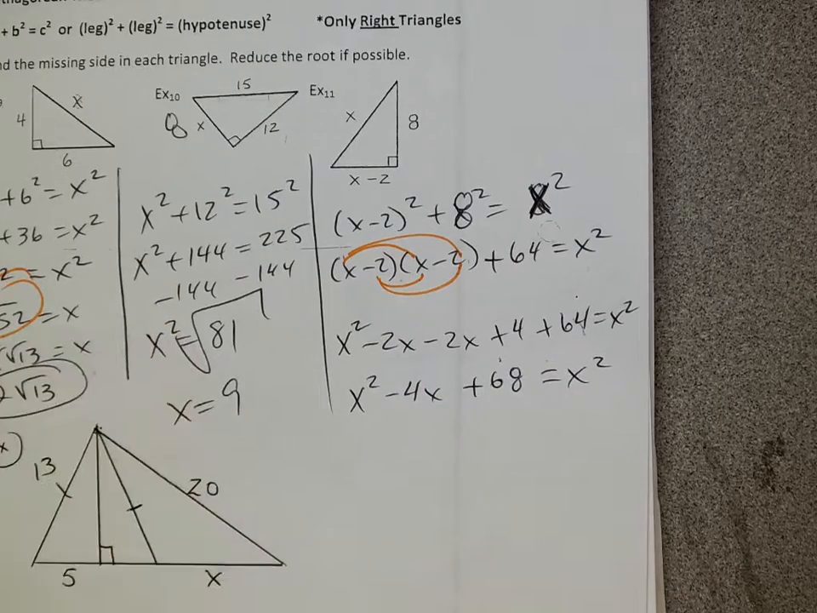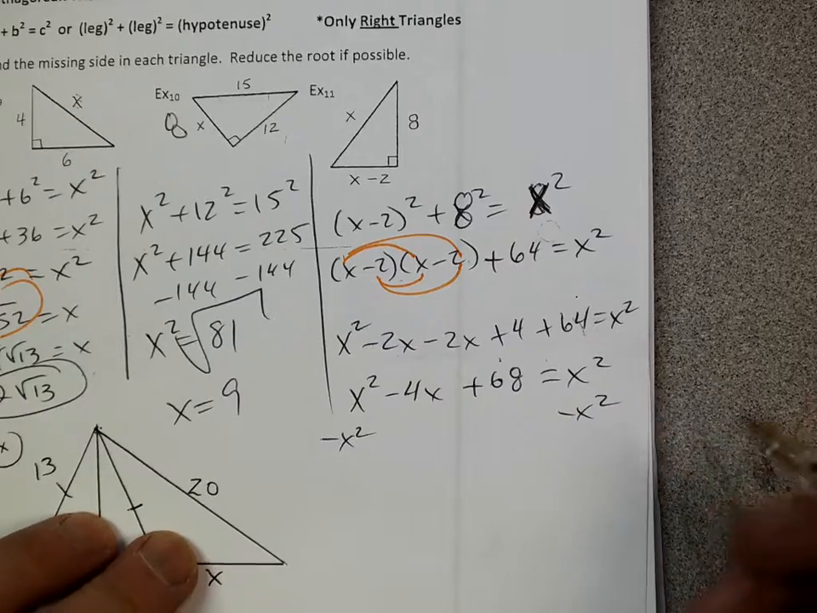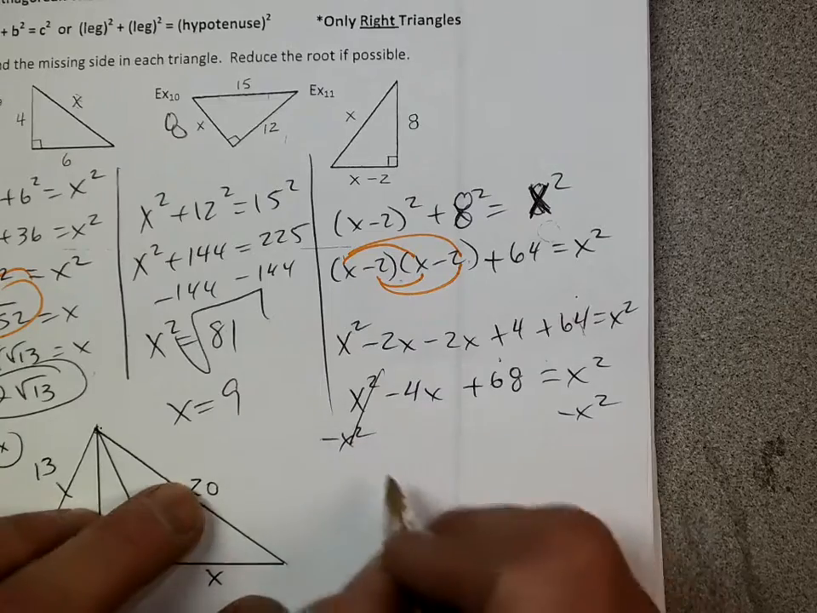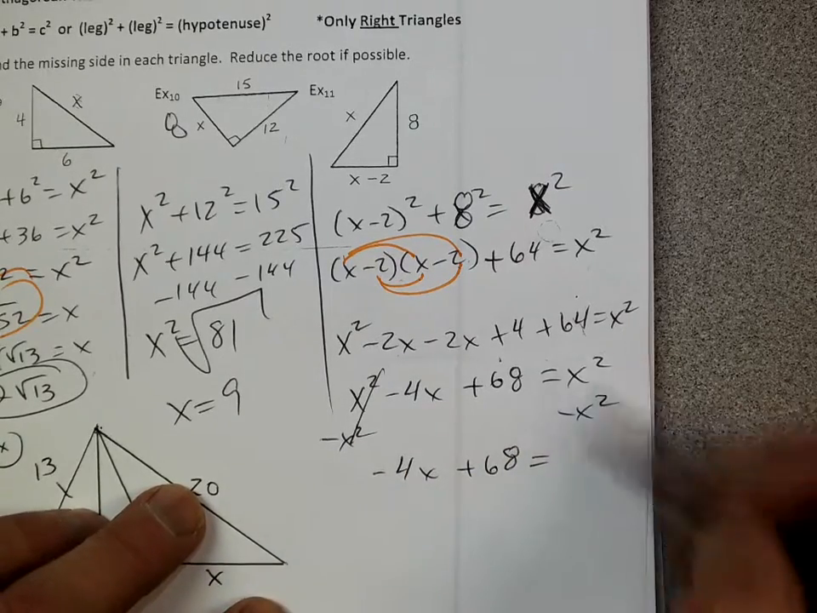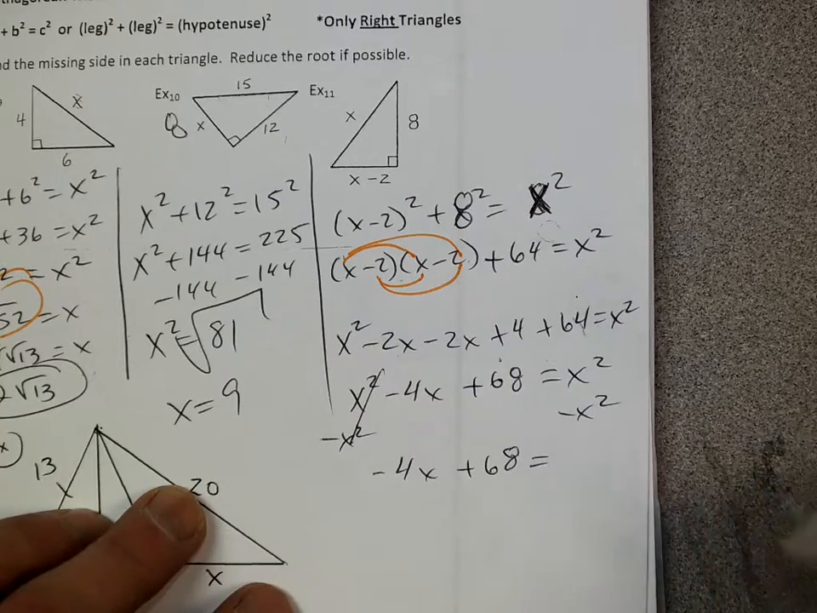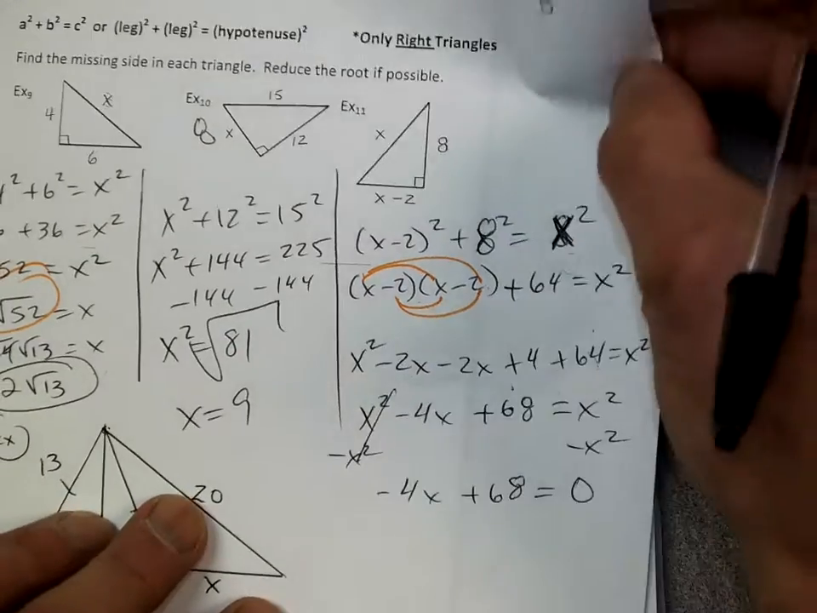Now, the x squareds will cancel, because if I subtract x squared from both sides, the x squareds cancel. Whew. I was afraid I was going to have to factor. That's good news. So I have negative 4x plus 68 equals what? It equals a number, and it's 0, okay? Now it's not too hard. We can get it from here, can't we?